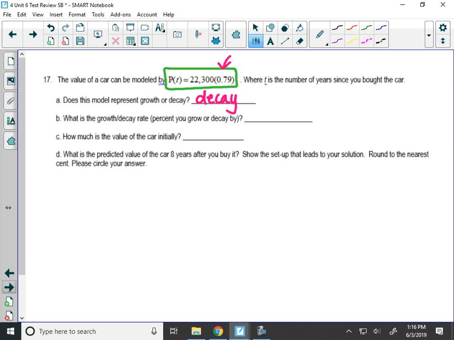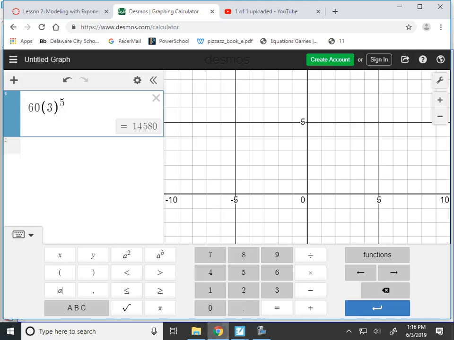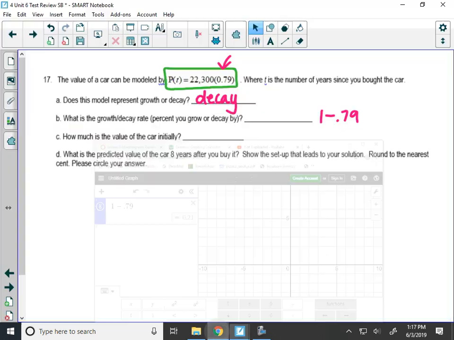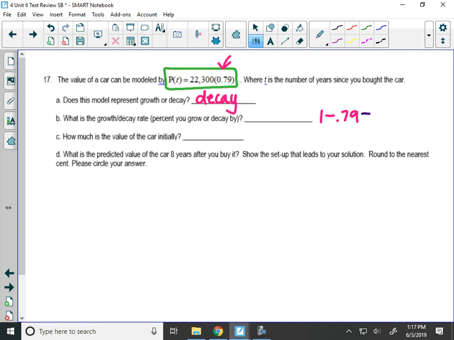Now, back in the notes, we said to determine the percent you decay by, you take 1 minus the number in the parentheses. So when it has a 1 in front, you cover up the 1, and that's the percent. When you're less than 1, you have to subtract the number in the parentheses from it. So let's do the math here. 1 minus 0.79, which is 0.21, 21%. So the value of your car is going down by 21% every year.